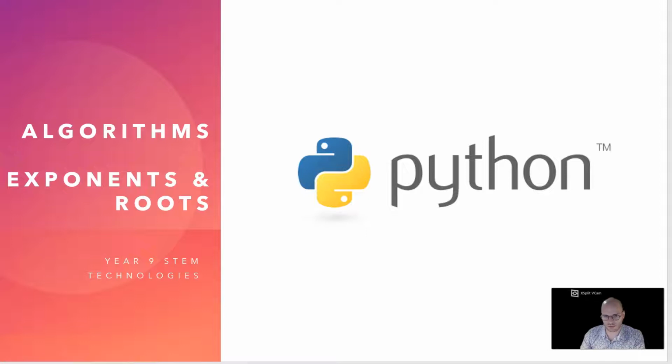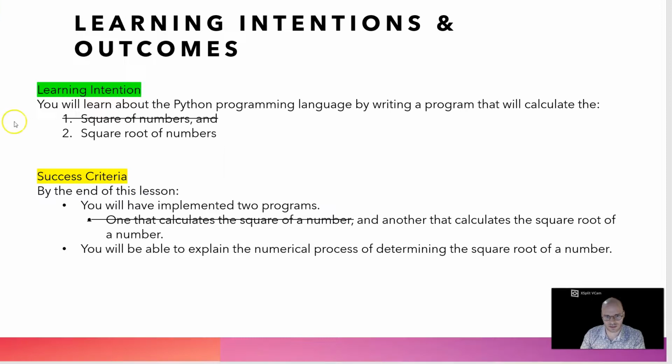Welcome back to this lesson on the topic of Python programming. In the last lesson, we had a look at implementing a program that could take in a number and calculate the square of said number. In this lesson, we're going to have a look at how we can write a program that will take in a number and calculate the square root of said number.